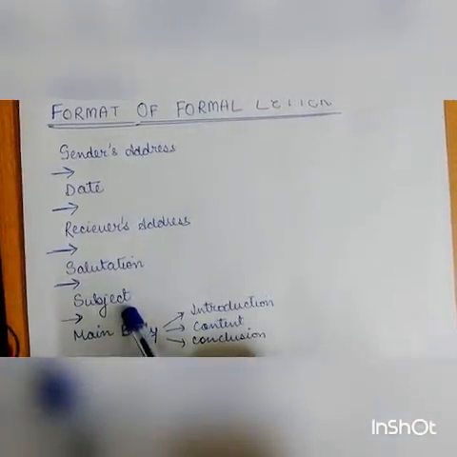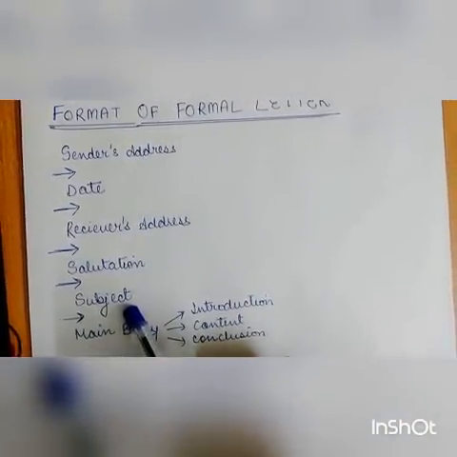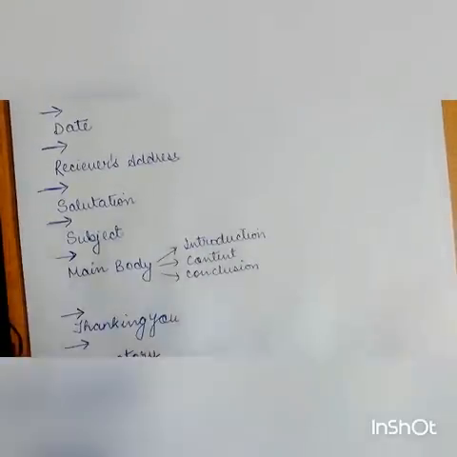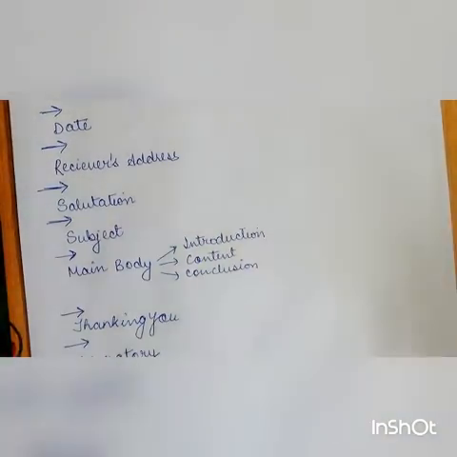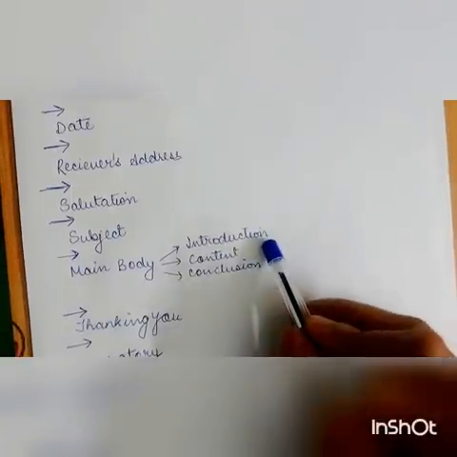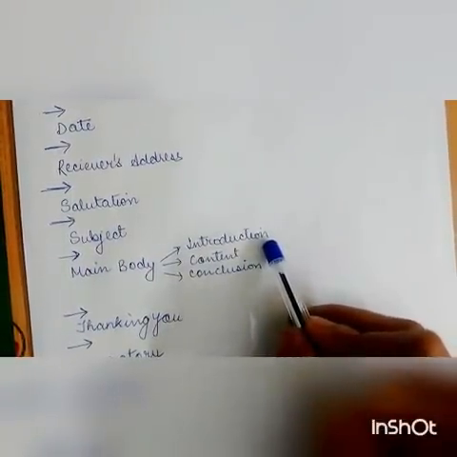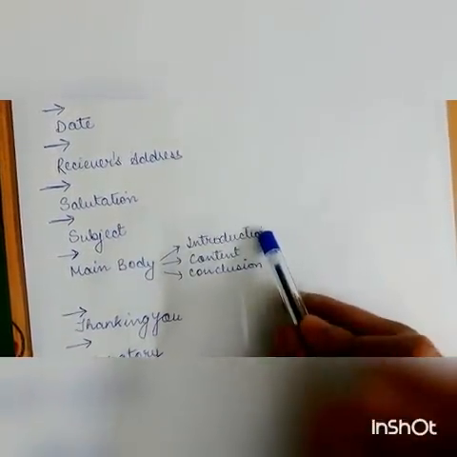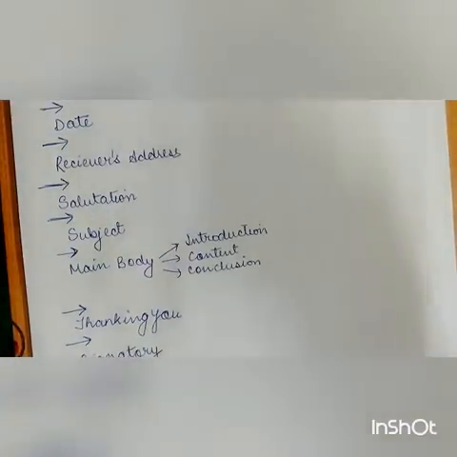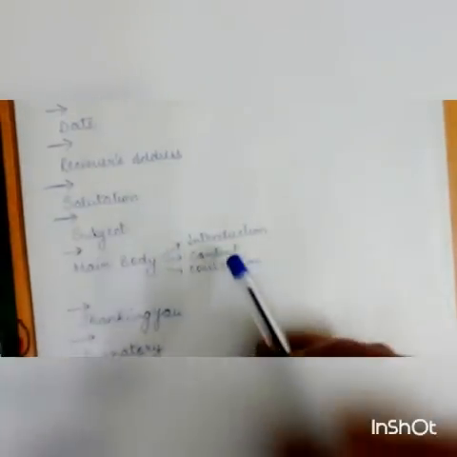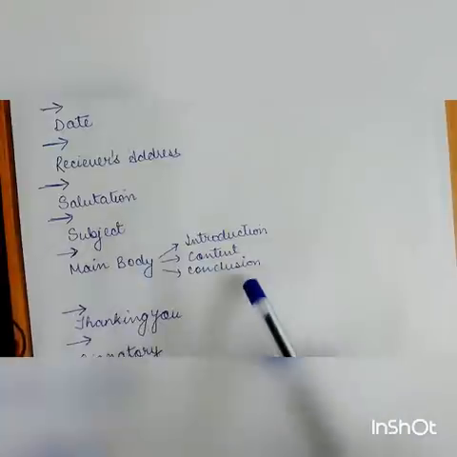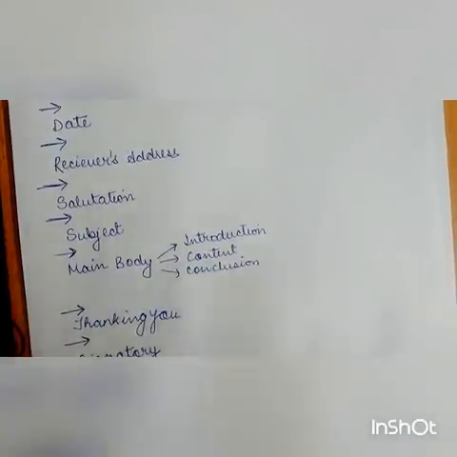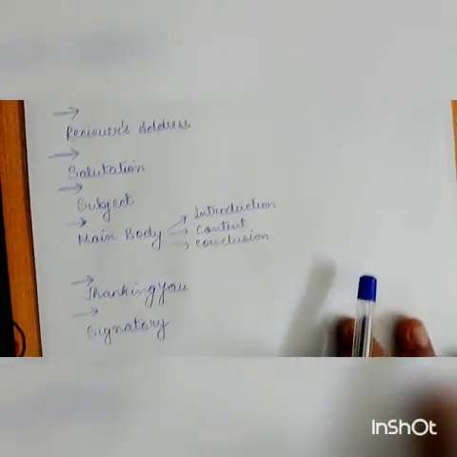Now the subject will highlight the issue for which you are writing the letter. After the subject you will have your main body. So the main body you have to divide into 2 or 3 paragraphs. Generally when I write a letter, I divide it into 3 paragraphs. First is the introduction, telling about the issue. Second is the content, expressing that issue in detail. And third is your conclusion, that is concluding your letter.